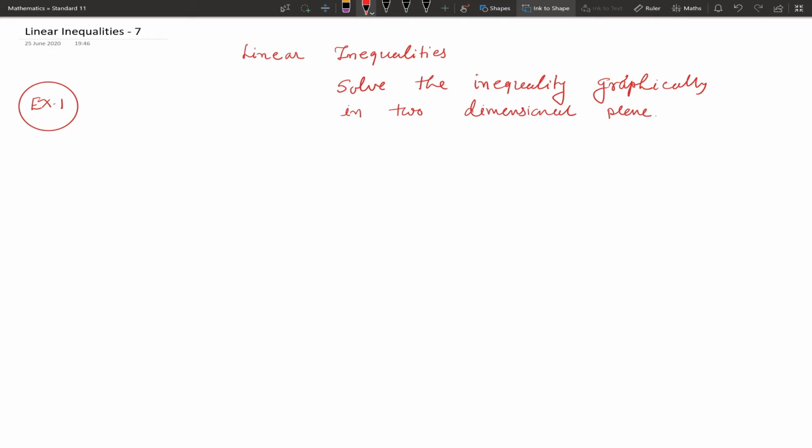First one is x minus y less than or equal to 2. So x minus y less than or equal to 2, this is the linear inequality, and we have to solve graphically in two-dimensional plane. Solution.